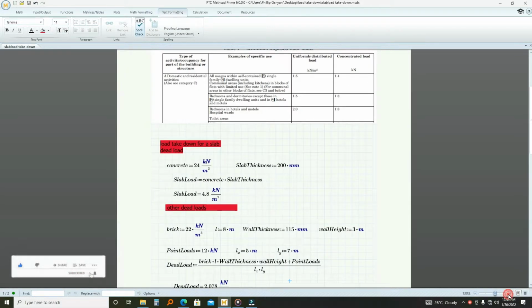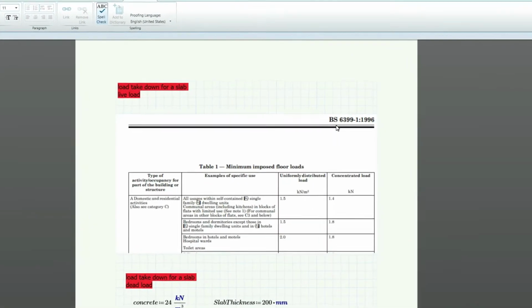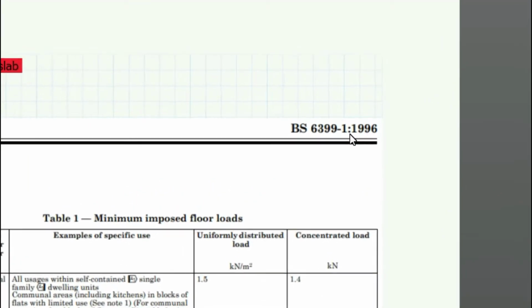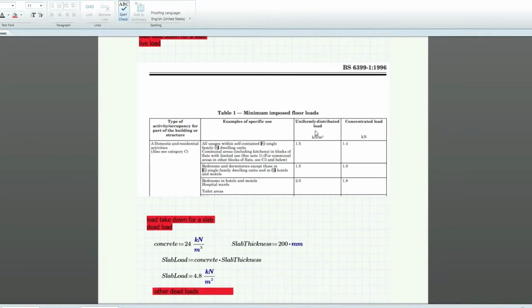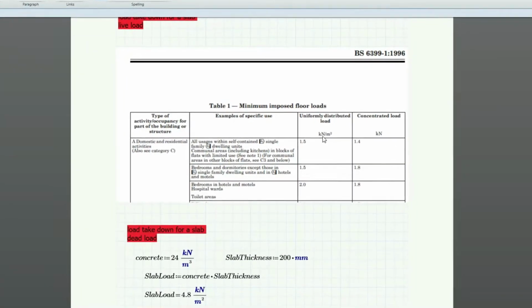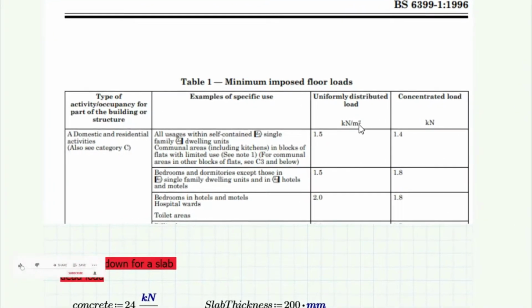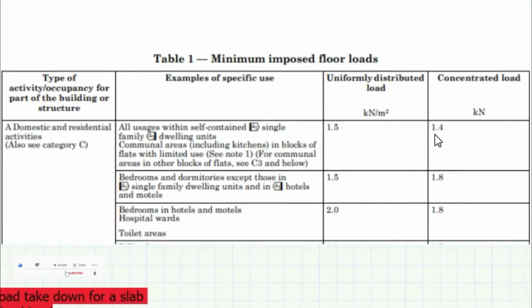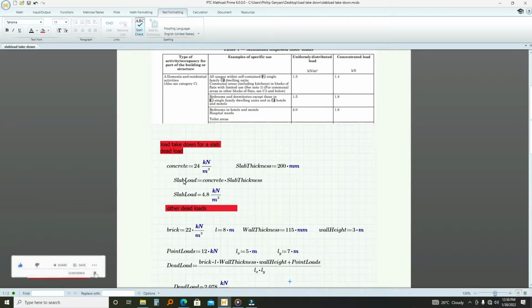We are going to do load takedown on live loads. Okay, with live loads, according to BS 6399 of 1996, you will find out that in residential domestic houses, uniform distributed load will be 1.5 kilonewtons per square meter. Then for concentrated loads, you use 1.4 kilonewtons. That is the standard. So let's just leave it like that.